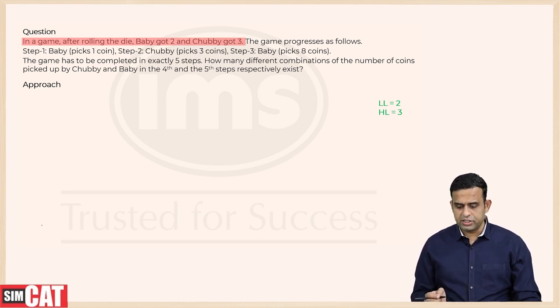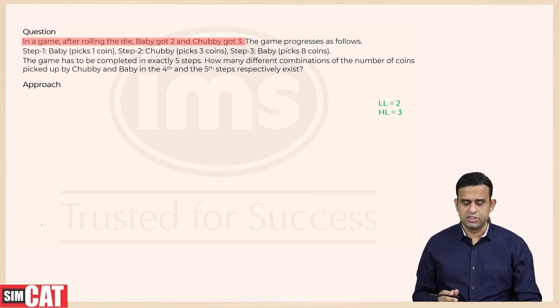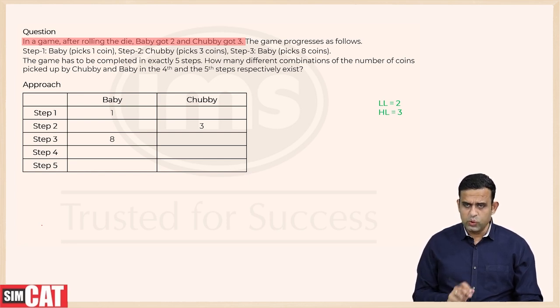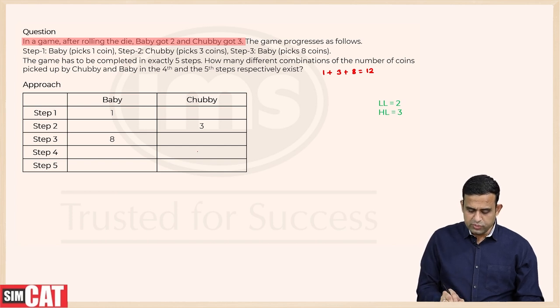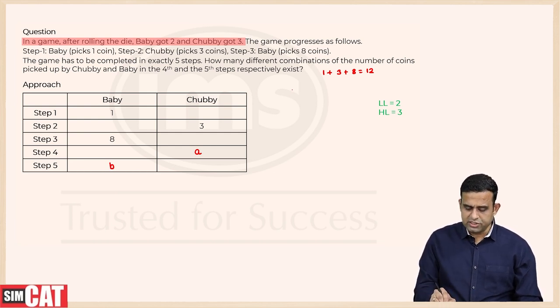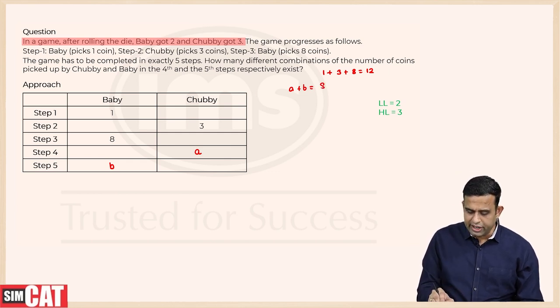How many different combinations of the number of coins picked up by Chubby and baby in the 4th and 5th step respectively exist? Now, if the game has to end exactly in 5 steps, in that particular case, one can say the total has to be giving you 100. Now, in step number 1, 2 and 3, the total number of coins picked up so far happens to be 1 plus 3 plus 8 giving you 12, which means if I assume Chubby has picked A number of coins in step number 4 and baby has picked B number of coins in step number 5, then I want the sum of A and B to be exactly equal to 100 minus 12 giving you 88.